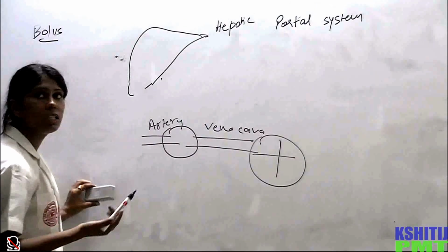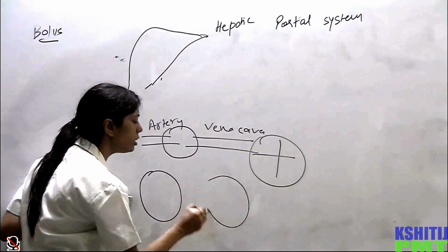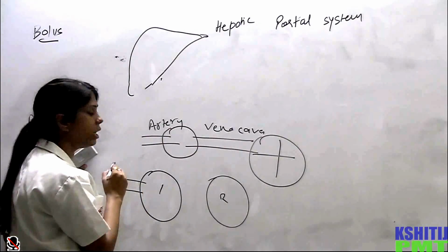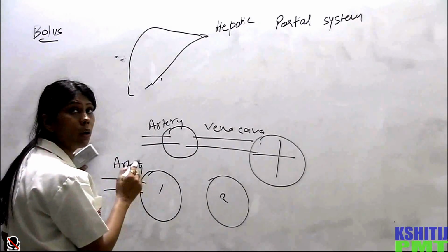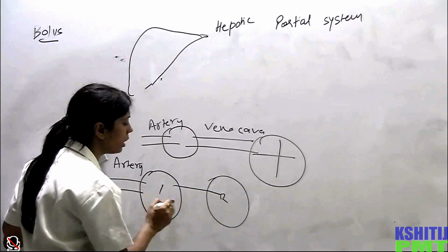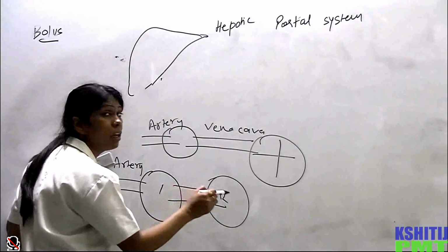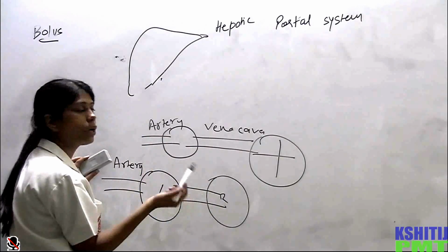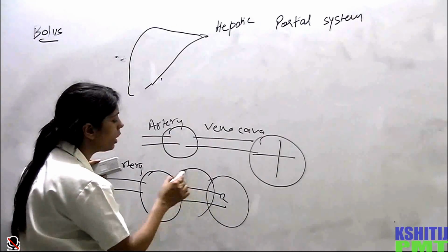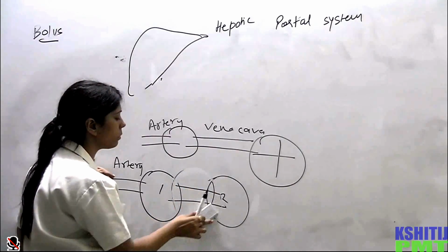But in the portal system, let this be one organ and let this be a second one. An artery is supplying it. From the artery, the deoxygenated blood doesn't directly enter the vena cava. Instead it enters another organ. Then this is called the portal system.